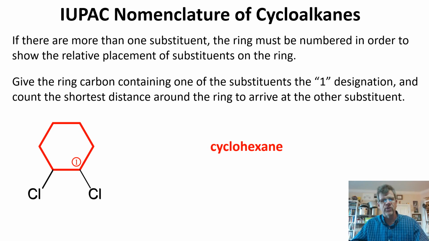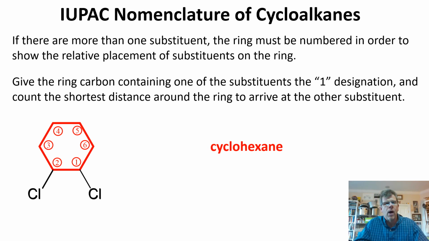I would obviously just go 1 to the left. That makes it the 2 carbon. And then I count the rest of the way around the ring. Not that it matters, because there are no substituents attached to the 3, 4, 5, and 6. So it turns out that I have a chloro at the 1 carbon and the 2 carbon.